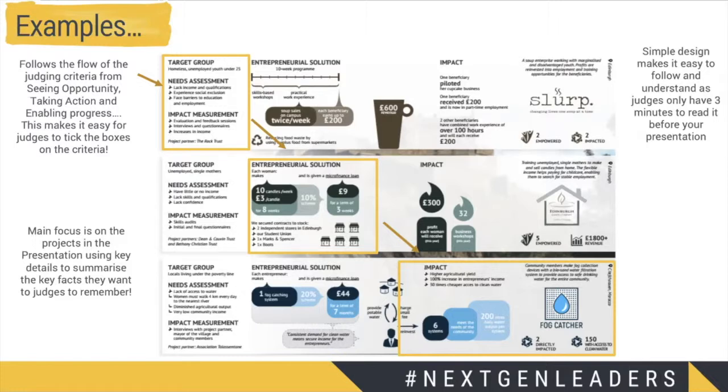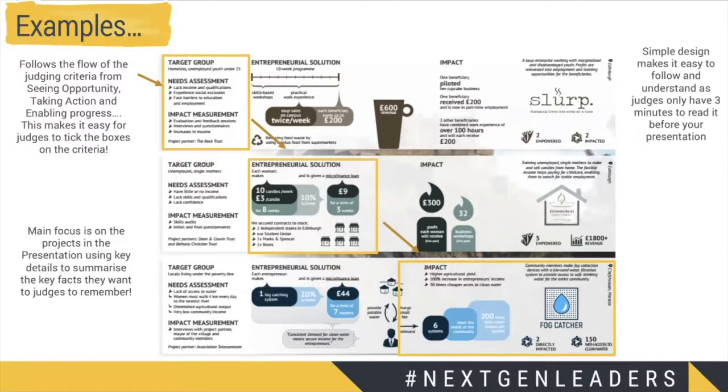And we presented 3 projects that year: Slurp, the Edinburgh Candle Company, and Fogcatcher. The idea of the annual report was to really separate those 3 things graphically, but also keep the same structure so that it's easy to read. You can also already follow the logic. On the left, we have target group, needs assessment, impact measurement.